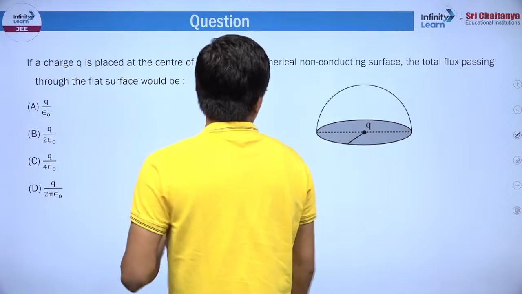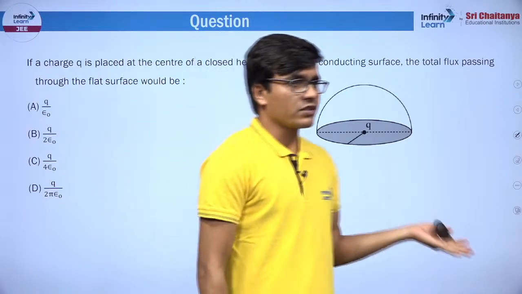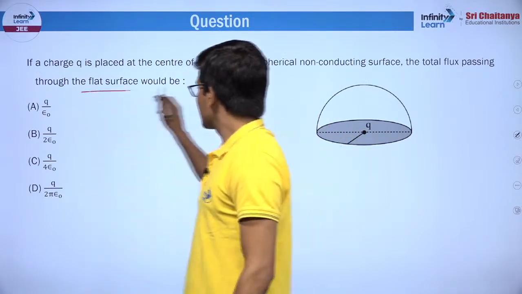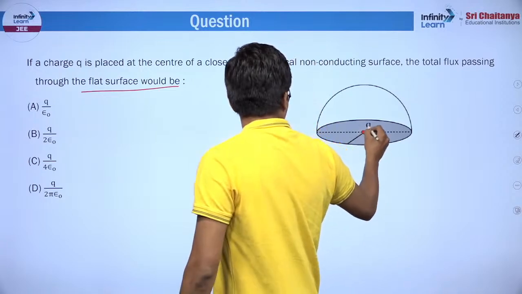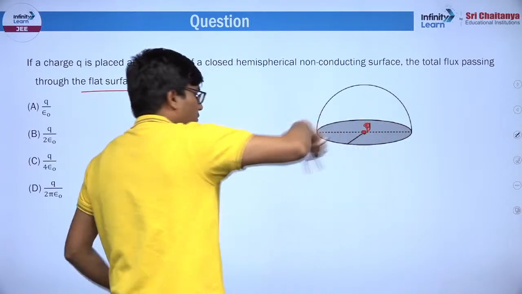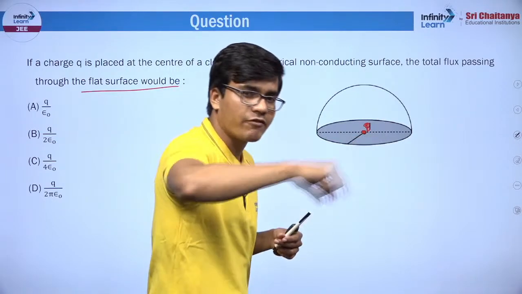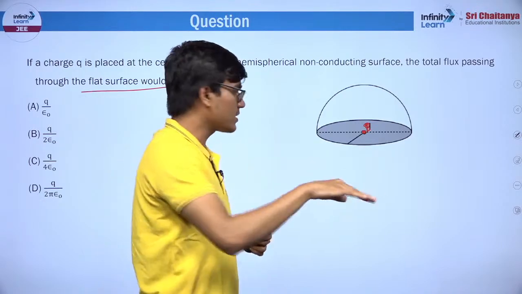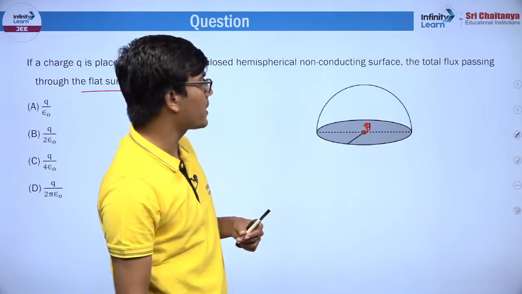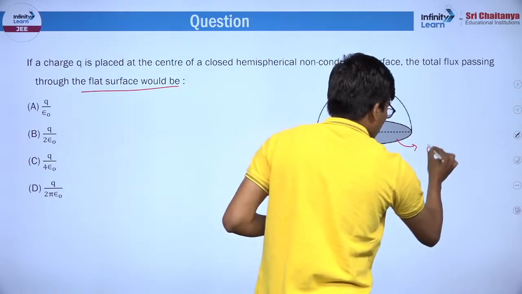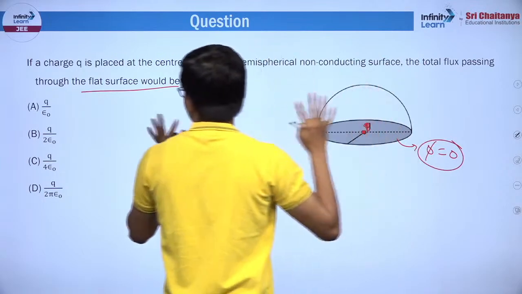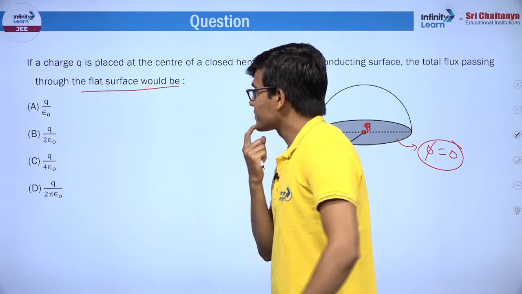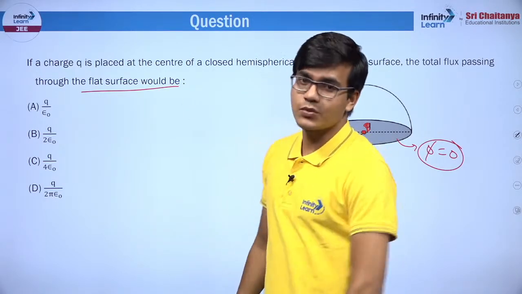Moving ahead. This is quite a surprising question for me in the JEE Main. They are saying, what is the total flux passing through the flat surface if Q is placed at the center? So if this is the flat surface and Q is at center, every electric field line will pass through this, right? Every electric field line will pass through and area vector will be perpendicular to it. So from this flux has to be 0. This should be the correct answer for this question, whatever the language they have written, right? But there is no option which is having 0 as an answer.